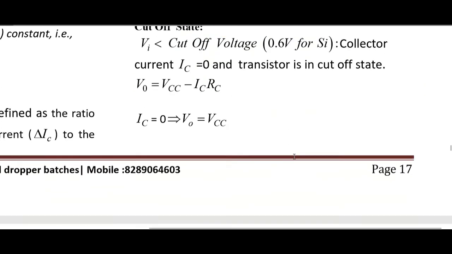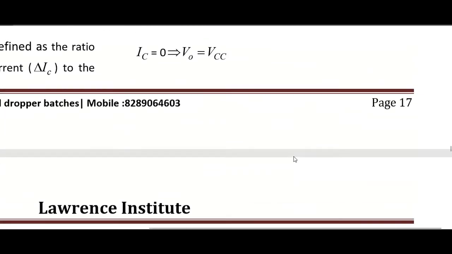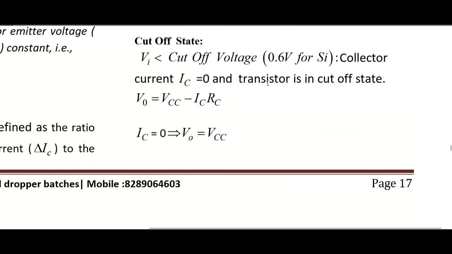And then I will proceed towards this. We know that up to some certain value of input voltage, when input is less than cutoff, which is 0.6 volt for silicon, in that case IB is equal to 0 and IC is equal to 0, IE is equal to 0. If IC is equal to 0, then VO is VCC.